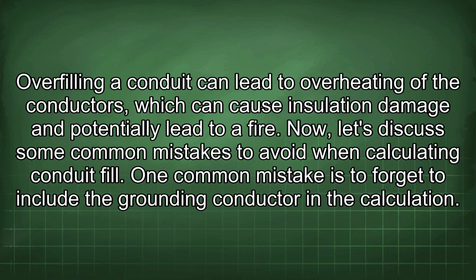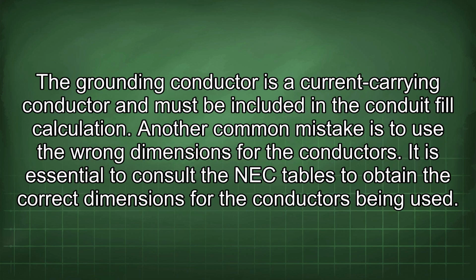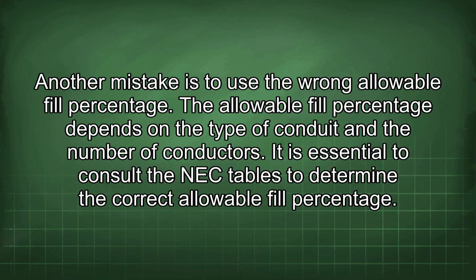One common mistake is to forget to include the grounding conductor in the calculation. The grounding conductor is a current carrying conductor and must be included in the conduit fill calculation. Another common mistake is to use the wrong dimensions for the conductors. It is essential to consult the NEC tables to obtain the correct dimensions for the conductors being used. Another mistake is to use the wrong allowable fill percentage. The allowable fill percentage depends on the type of conduit and the number of conductors. It is essential to consult the NEC tables to determine the correct allowable fill percentage.